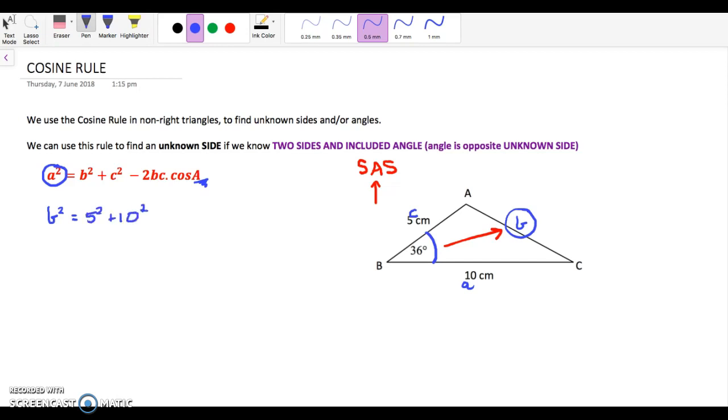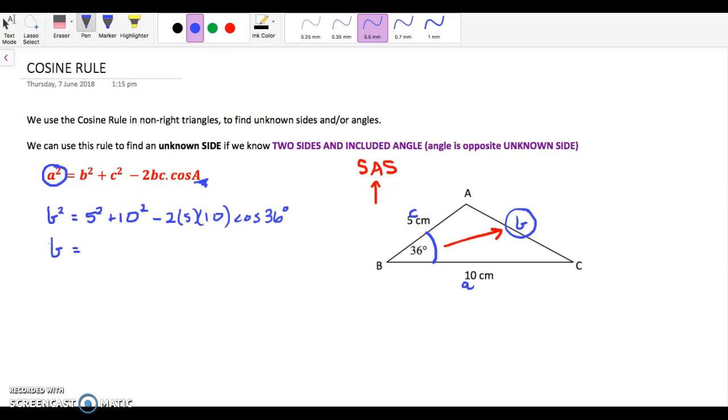Subtract 2 times 5 times 10 times the cosine of angle, for us is angle B, 36 degrees. Now, we can use our calculator to pop this in. We're not going to write down what this value is, or we're not going to square root it.